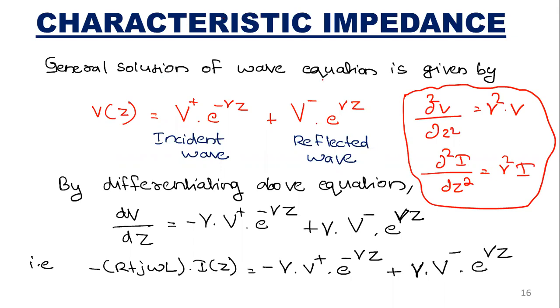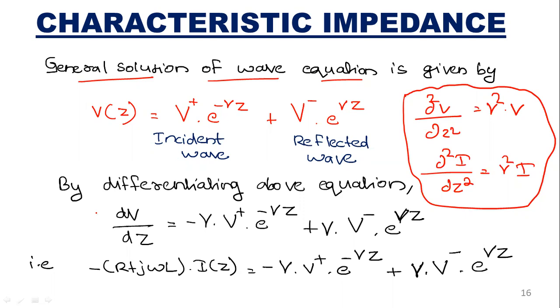So this is the solution for the equation. We understood the physical meaning: one will be the incident wave propagating along the positive Z direction, and the other one is the reflected wave propagating along the negative Z direction. So all these things we have seen.